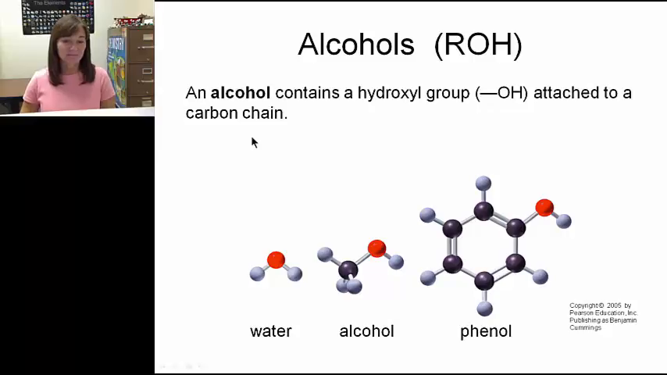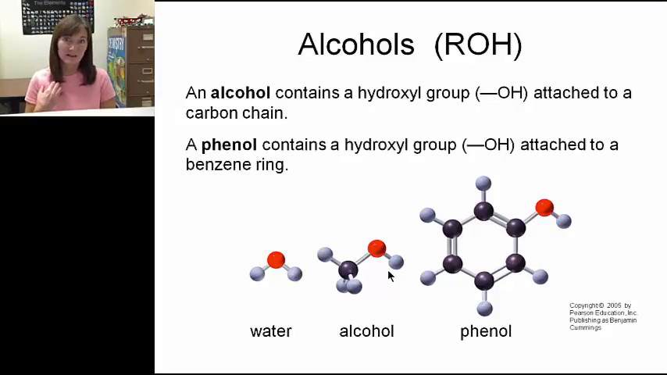a carbon chain. In this particular picture, they're showing us water. Water is not an organic molecule. They're just focusing on the fact that if you start off with water and you replace one of these hydrogens with a carbon, now you've made an organic molecule. So all you need is one carbon with its hydrogens and then a hydroxyl group, and that'll be your simplest alcohol.